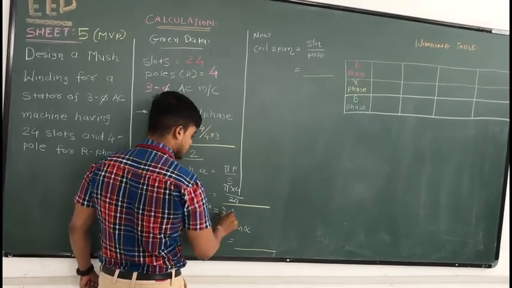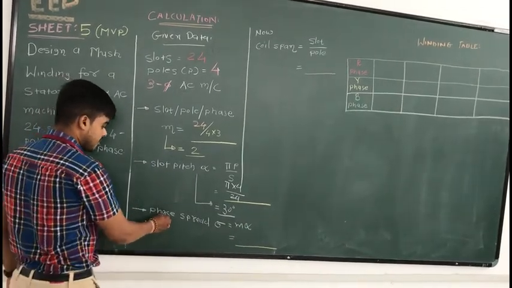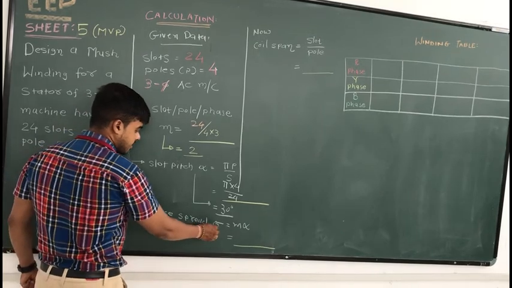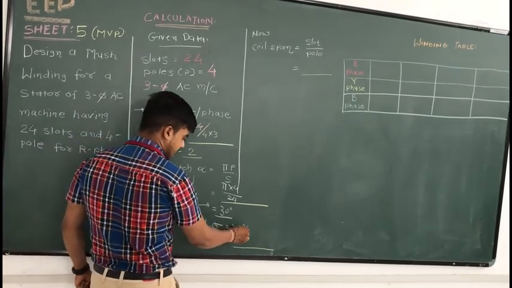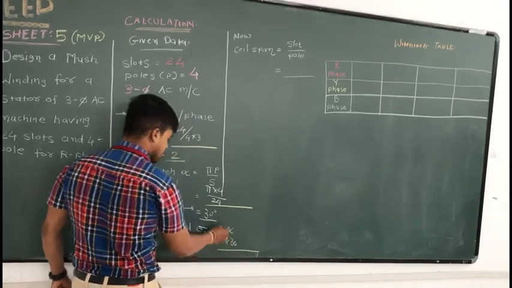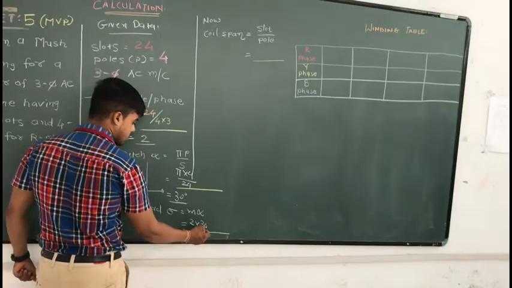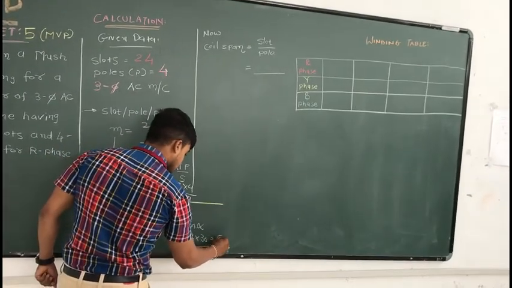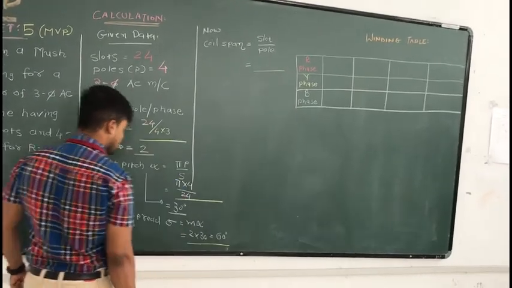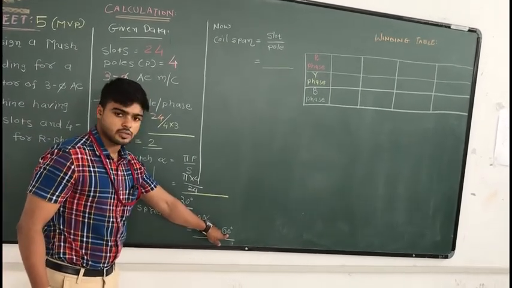Our answer is 30 degree. Now next we have to find phase spread. Sigma is equal to m alpha, and it is 2 into 30, because the value of m is equal to 2 and slot pitch alpha is equal to 30. So our answer is 60 degree. So for each phase, 60 degree winding is there.